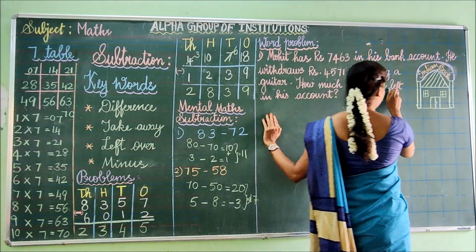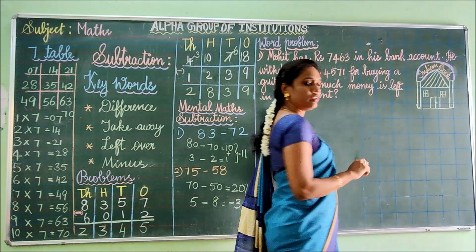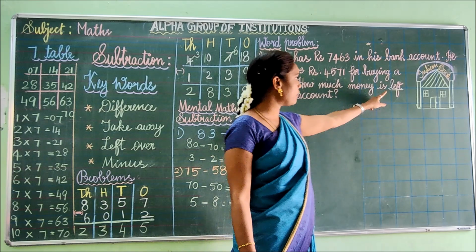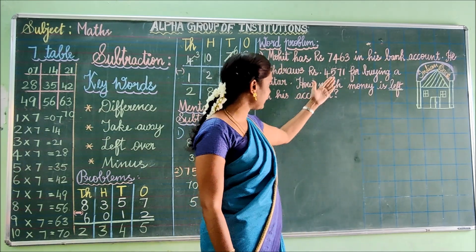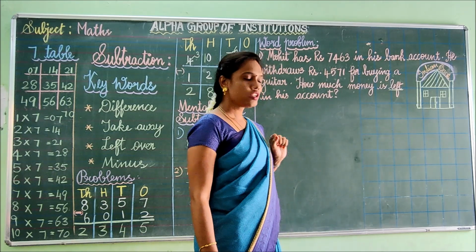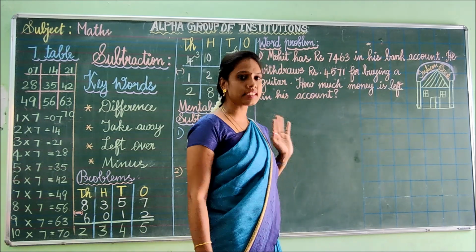See here, left and leftover are both the same. So here, left is the keyword. So what you have to do? You have to subtract these two numbers. Before that, you have to write the statement.